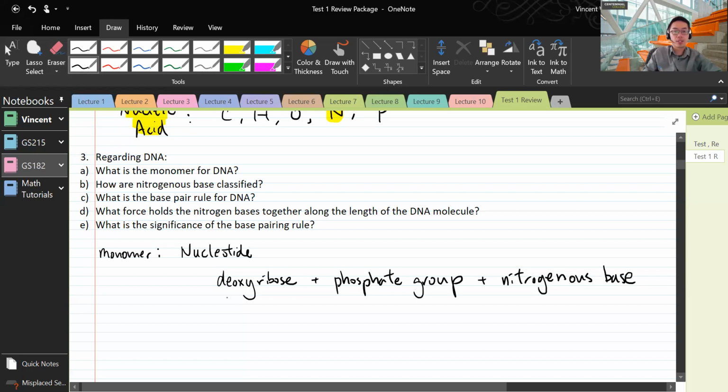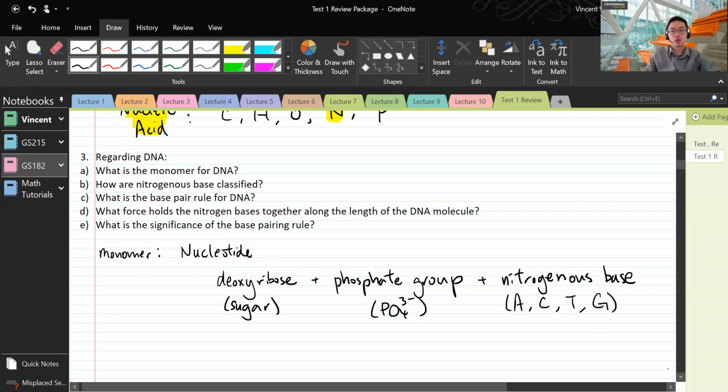All right. So this is a sugar. It's a ribose sugar, but it's missing an oxygen. That's why it's called deoxy. Phosphate group, PO4 3-. Nitrogenous base for DNA can be A, C, T, or G.